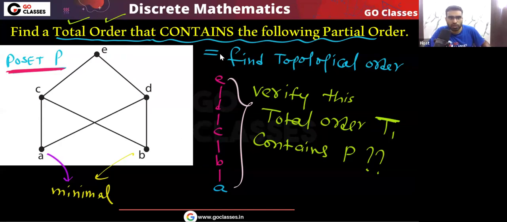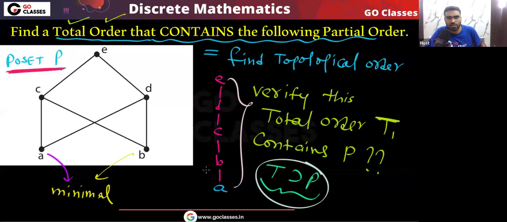Yes or no? What extra things are included in this total order? Tell me some extra things are included. You can see T is a superset of P. Some extra things are included. What are those? For example, you can see that C related to D. This is an extra thing in this total order. That is the reason T is a superset of P. Yes or no? T1 contains P. Agree with me? Is this clear?